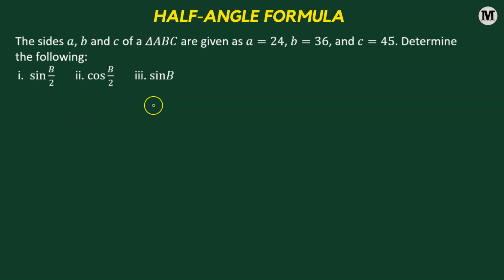The sides A, B, and C of a triangle ABC are given. A equals 25, B equals 36, and C equals 45 units. We need to determine the following. Okay, let us begin. So first, let's note down all the given information.